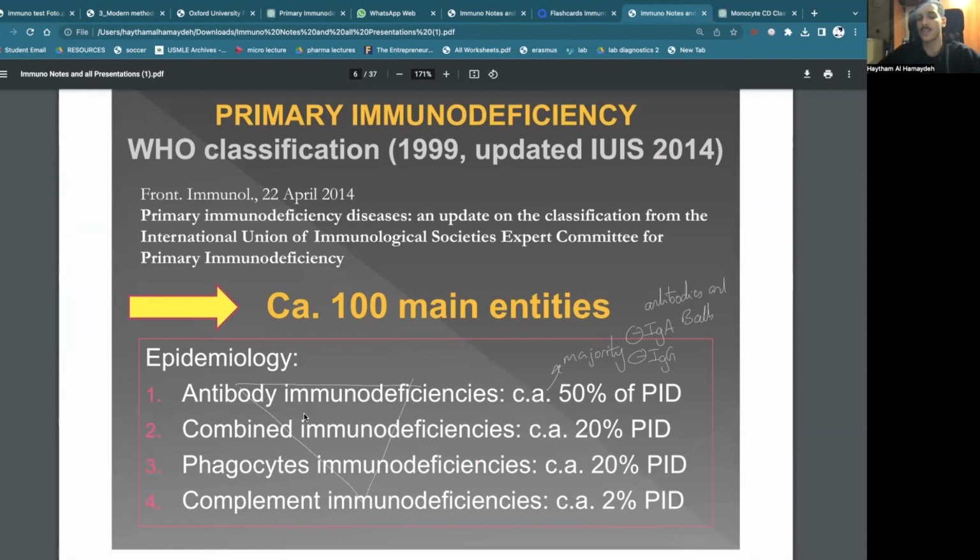So primary immunodeficiency is made up of 4 very general parts. And let's say primary immunodeficiency can be antibody immunodeficiencies, combined immunodeficiencies, phagocyte immunodeficiencies, and complement immunodeficiencies. And these four things you have to memorize, knowing that the most occurring one is the antibody, and the least is the complement, and so the combined and phagocytes come in between, okay, as the percentages here are stating.